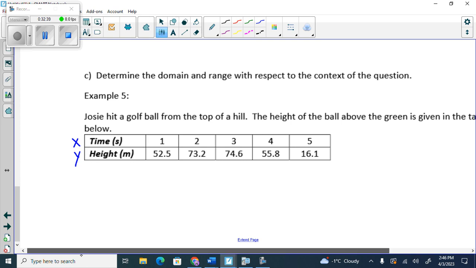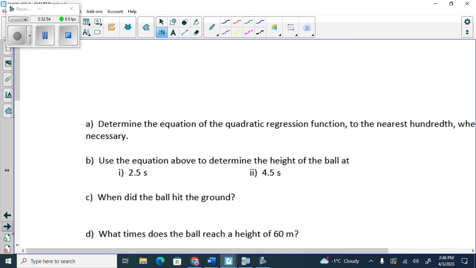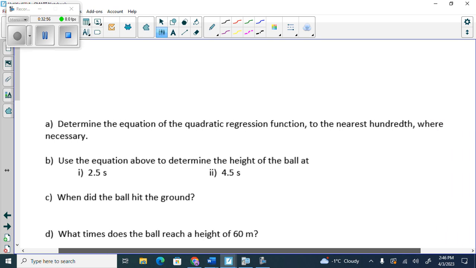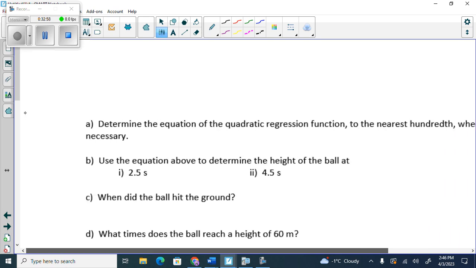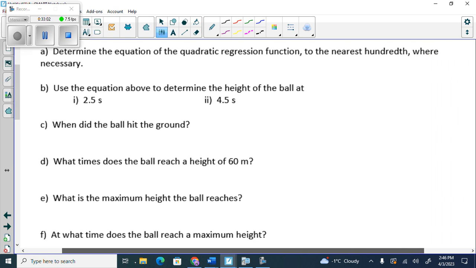This one here is Josie hit a golf ball from the top of the hill. The height of the ball above the green is given in this table. So I hit a golf ball from a hill and then it lands, right? So it's doing the parabolic shape. That's why it's quadratic. So you try and get the equation and write it out. Because it says here, determine the equation of the quadratic regression function to the nearest hundredth where necessary. So if there's whole numbers, you don't round. So go get the quadratic regression.